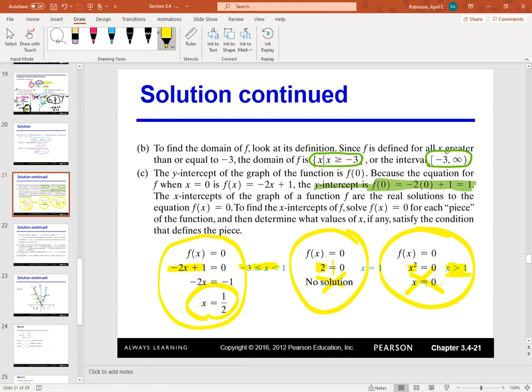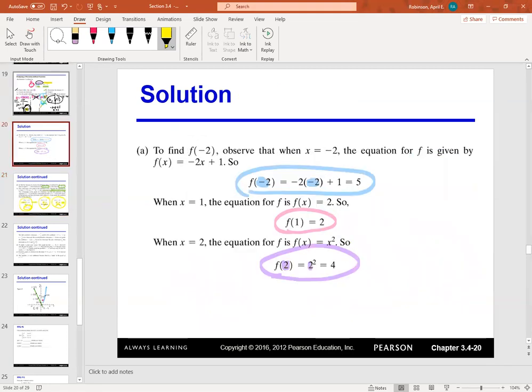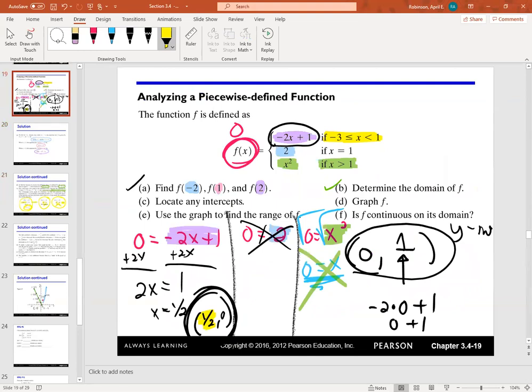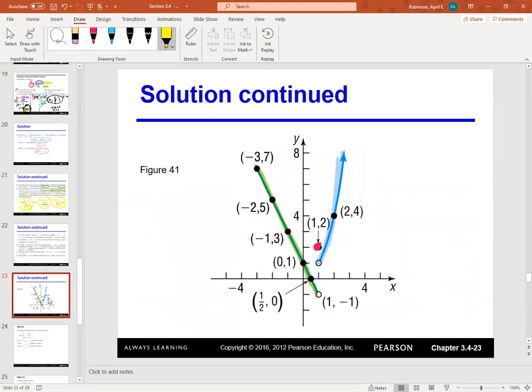And they didn't label it. I guess this is just the answers here. Okay. And what else do they want us to do on this problem? Graph it, then use the graph to find the range, and then is f continuous? Okay, so D, here's the graph.